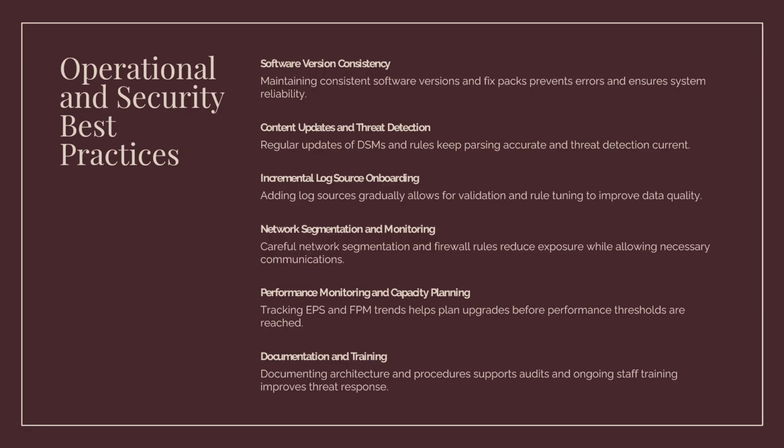Network segmentation and monitoring. Careful network segmentation and firewall rules reduce exposure while allowing necessary communications. Performance monitoring and capacity planning: tracking EPS and FPM trends helps plan upgrades before performance thresholds are reached. Documentation and training: documenting the architecture and procedures supports audits, and ongoing staff training improves threat response.